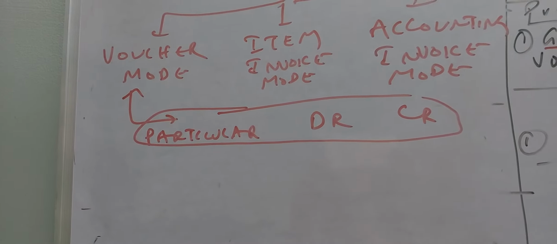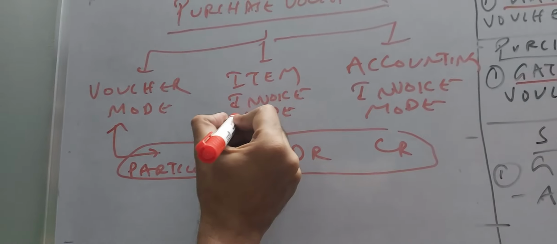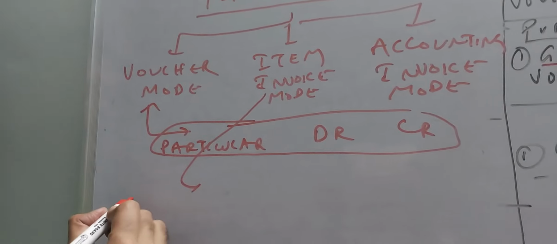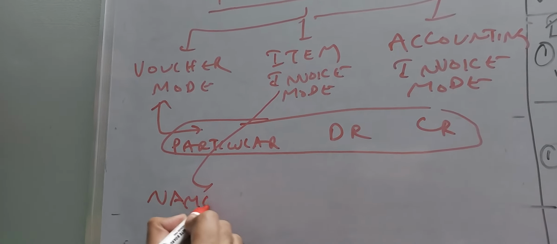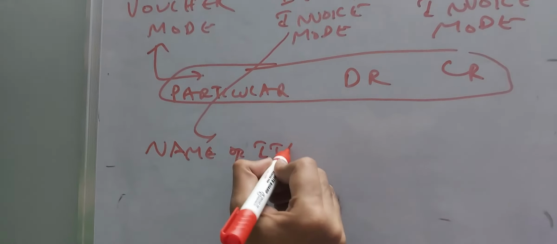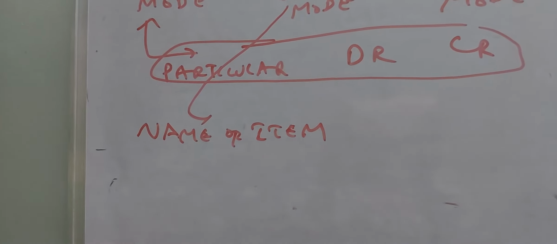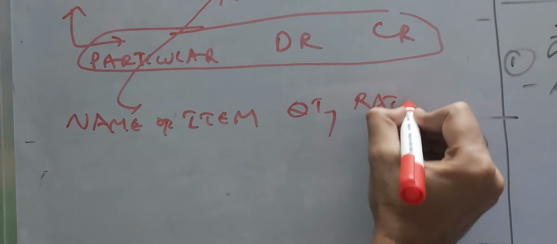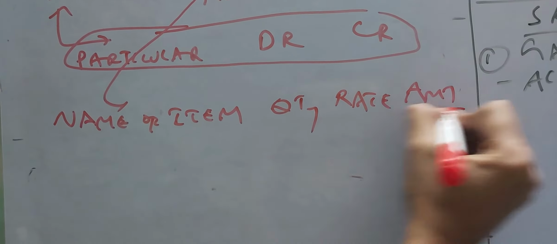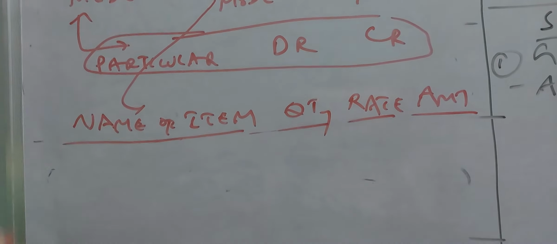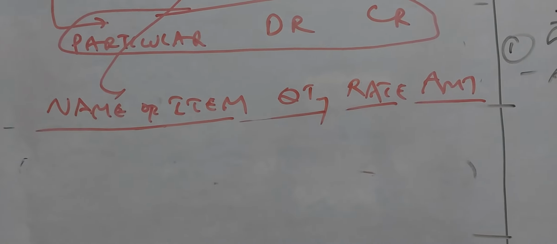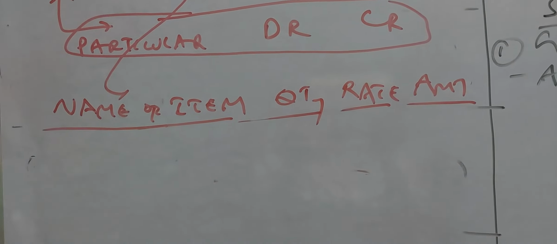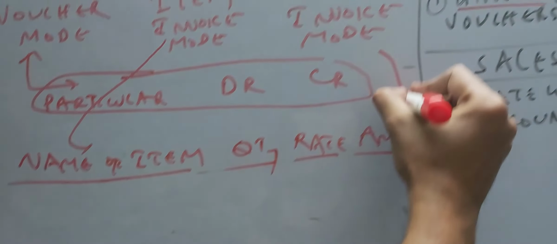Now, for item invoice mode, because you have stock items, the format will change. The first column will be name of item. Second column, quantity. Third column, rate. Fourth column, amount. So this is for item invoice mode. When you're having any stock items, when you're producing and selling any products, you'll get item invoice mode.